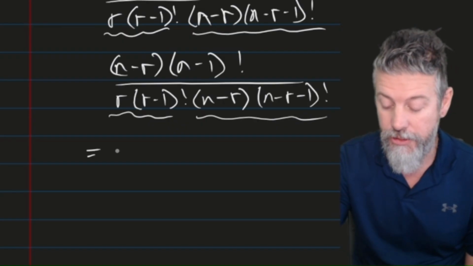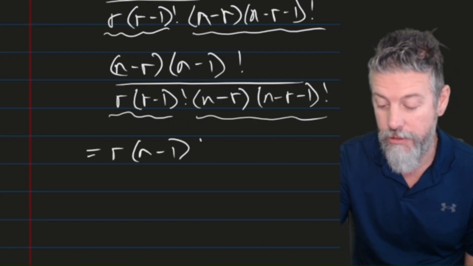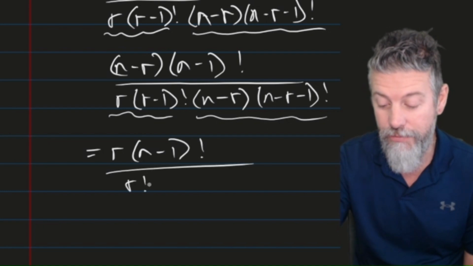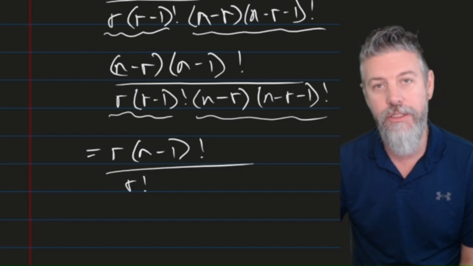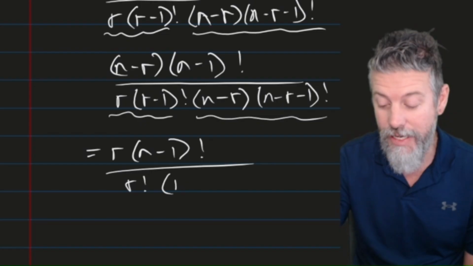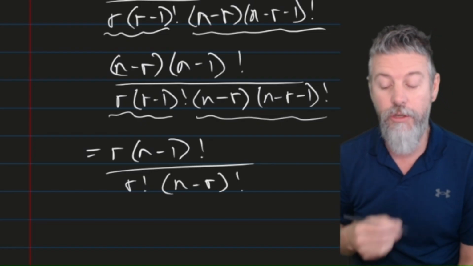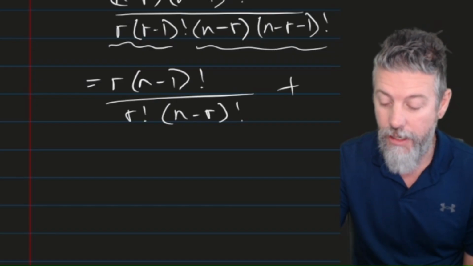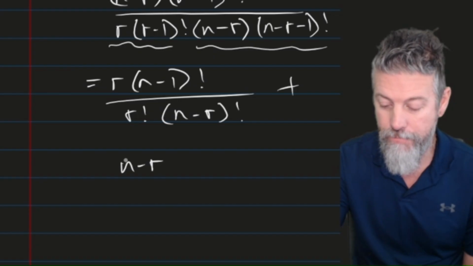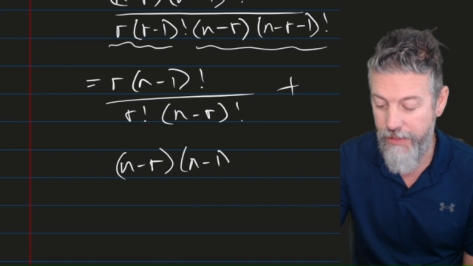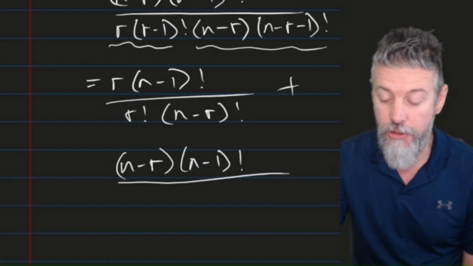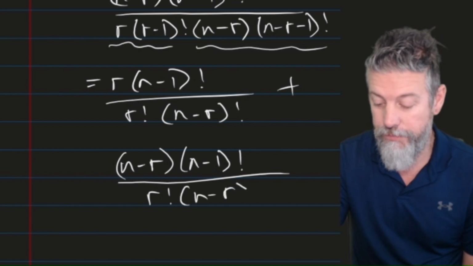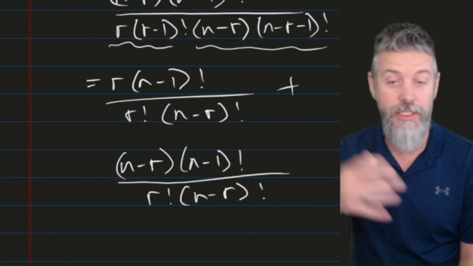So our first fraction is going to be r n minus 1 factorial. But down on the base here now, we're doing r lots of r minus 1, which is just r factorial. And we're doing n minus r lots of n minus r minus 1, which is just n minus r factorial. So the denominators become quite clean. And then the second fraction, we've got n minus r outside of n minus 1 factorial on the numerator. And in the denominator, we have the same, r factorial, n minus r factorial. Sweet.